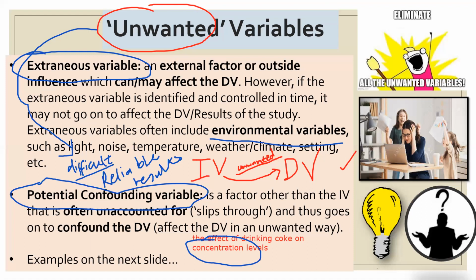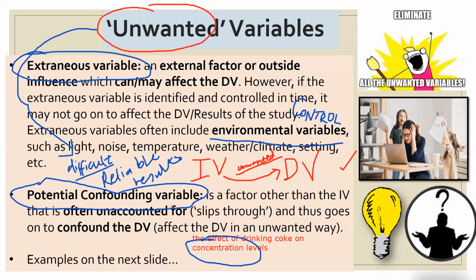With extraneous variables, if I realize there's a lot of noise happening, or the lights are off, or it's really hot in the classroom, I can just say, okay, everyone get up, let's move to another classroom. So I've got some control over that variable. I can basically fix it at the beginning before it actually has any negative effect on your actual results.